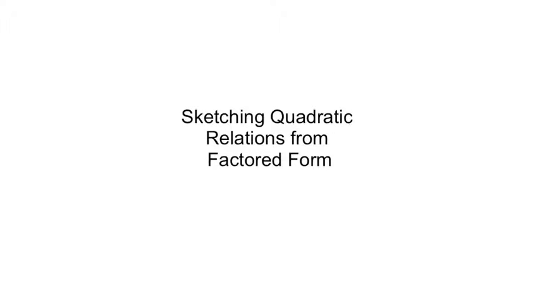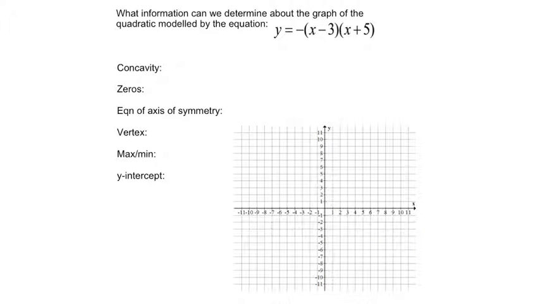Hi everyone. Today's lesson is going to be on sketching quadratic relations from factored form, and it's going to be pretty short, so just bear with me. Okay, so let's say that I gave you a quadratic relation that looked like this. y equals negative (x minus 3)(x plus 5).